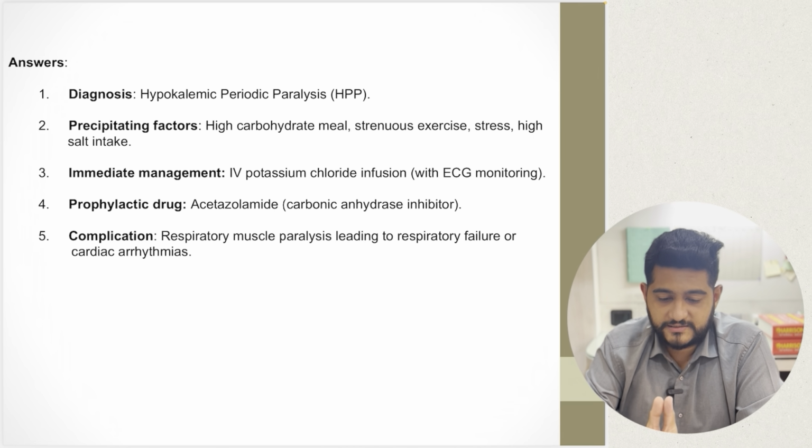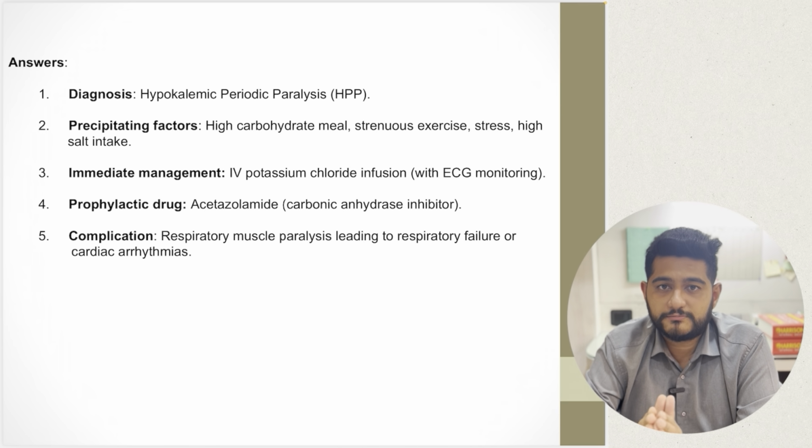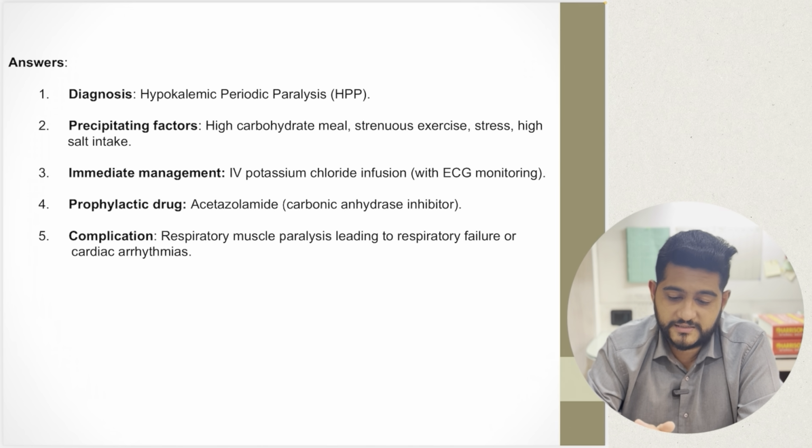The precipitating factor is the high carbohydrate meal. When there is a high carbohydrate meal, a lot of insulin is released, which pushes the potassium into the cell, causing hypokalemia, and such paralysis results. Other precipitating factors are strenuous exercise, stress, and high salt intake. Immediate management, of course, you have to correct the potassium via infusion, and since there are ECG changes, you have to give it IV. Prophylactic drug acetazolamide can be given, and complications are respiratory muscle paralysis, which can lead to respiratory failure, or cardiac arrhythmias.